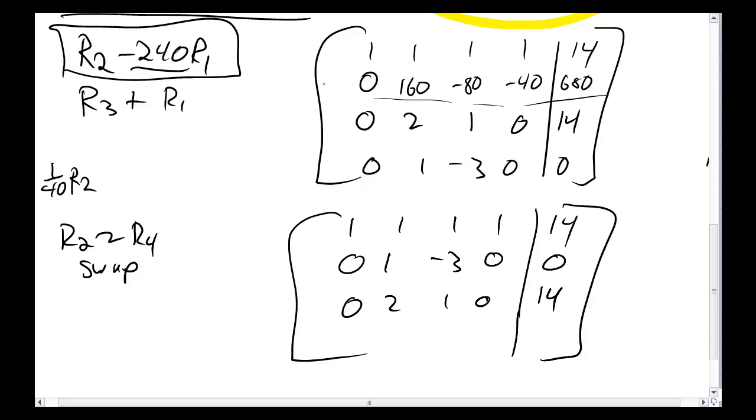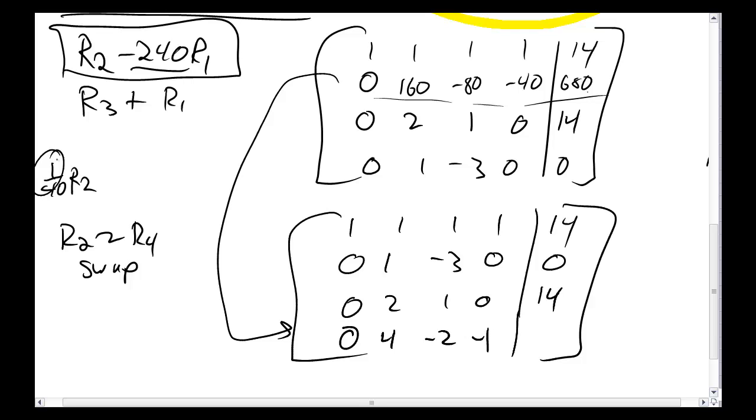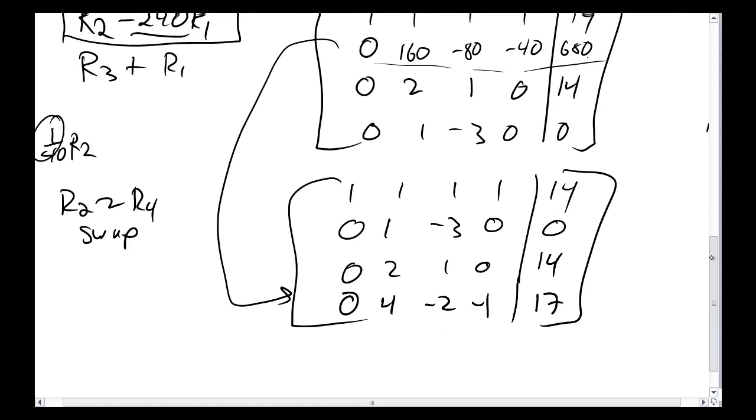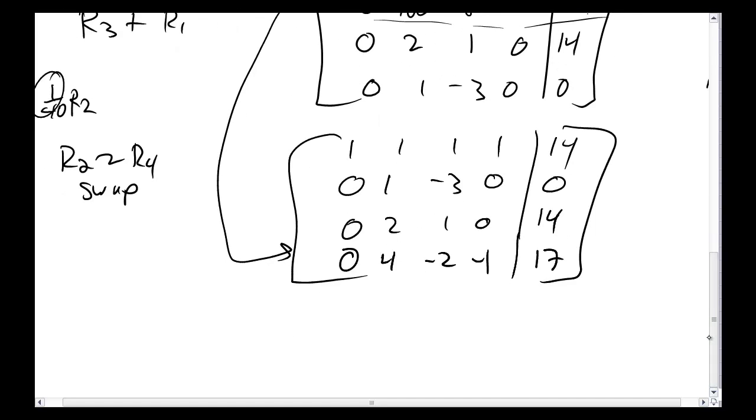And now I'm moving row 2 down here to the row 4 spot, but I'm also multiplying through by 1/40th. So I get 0, 160 divided by 40 gives me 4, negative 80 divided by 40 gives me negative 2, negative 40 divided by 40 leaves me with negative 1, and 680 divided by 40 leaves me with 17. All I've done by dividing through by that number is make sure that this bottom row now looks a little nicer. It doesn't have such huge numbers. All right.